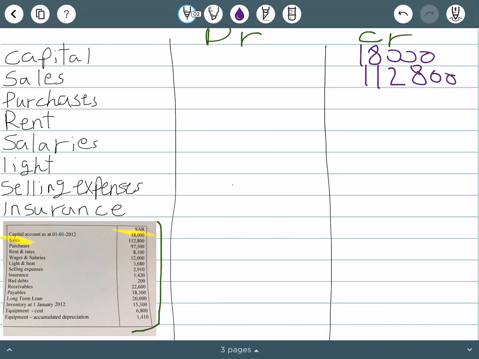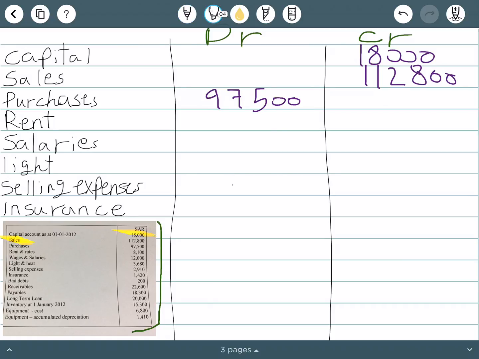Purchases. When you purchase something, it's an asset, right? So purchases is a debit because it's an asset. 97,500. It's really easy. Once you know which one is a debit and which one is a credit, or once you know what's an asset or what's a revenue and liability, you will automatically know what's a debit and what's a credit.